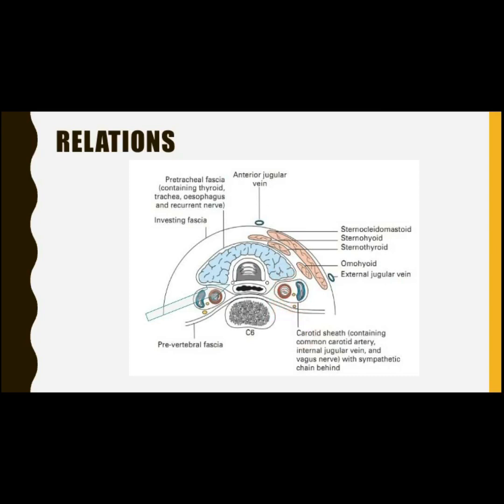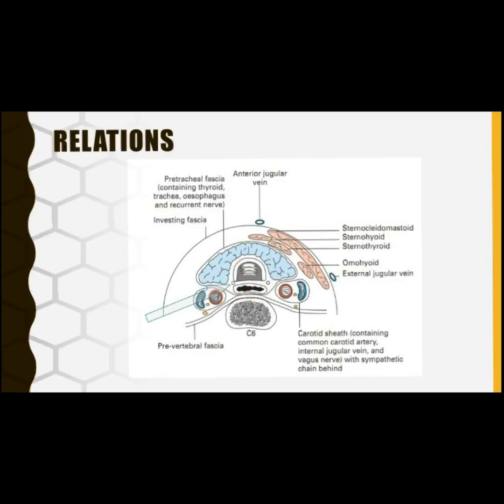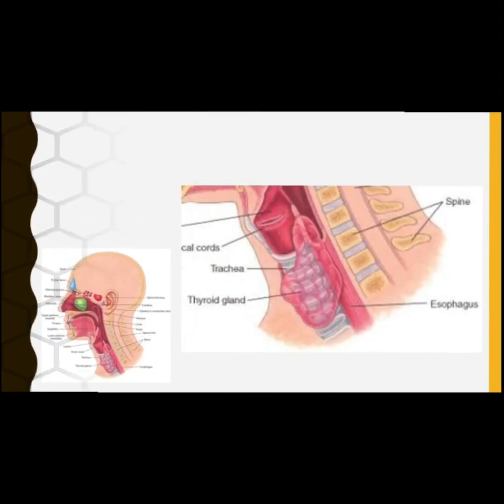Towards the medial side, it is bounded by two tubes and two cartilages. Two tubes include the trachea and esophagus, and two cartilages are the thyroid and the cricoid cartilage. As you can see in this picture, this gland wraps around the trachea and esophagus and also the thyroid and the cricoid cartilage of larynx.